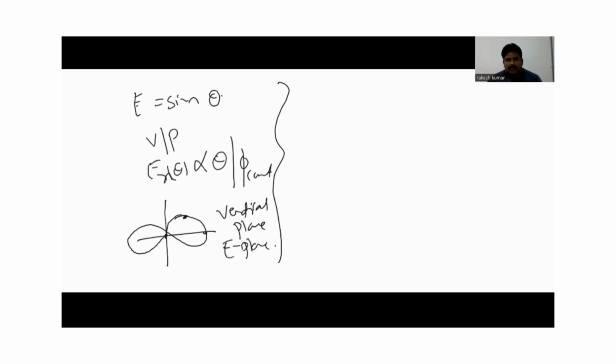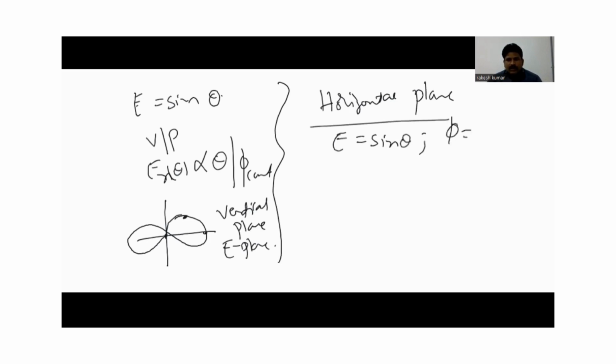Similarly, coming to the horizontal plane. Here the expression is E is equal to sine theta. Here no phi component is there. Here I am keeping theta as 90 degrees constant. What is the expression for the horizontal plane? Normalized field strength versus phi, keeping theta as constant.